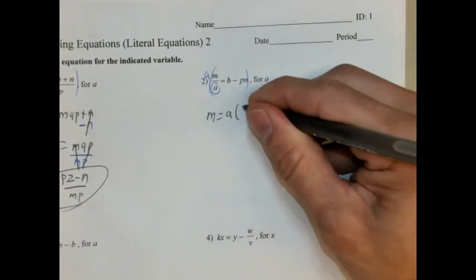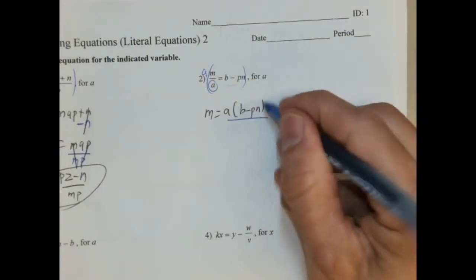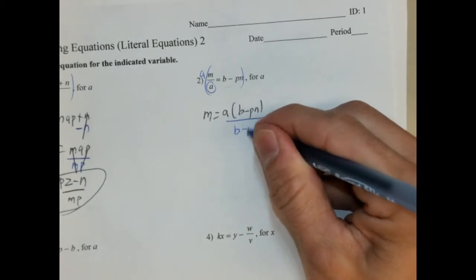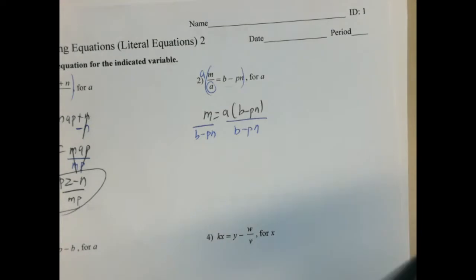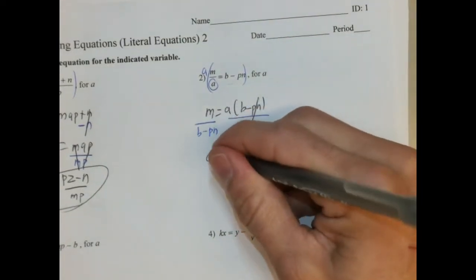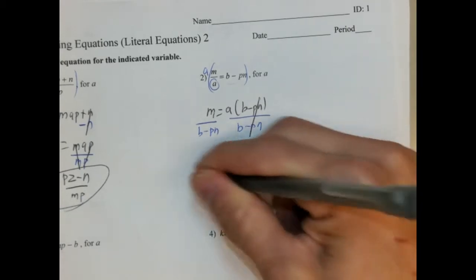So a times b minus pn, and now we need to get a by itself, so we're going to divide by this binomial, which is b minus pn, okay? This cancels. We're going to have a is equal to m over b minus pn.